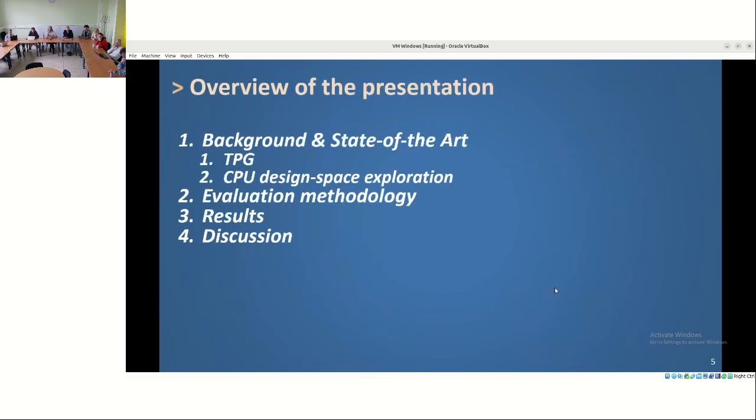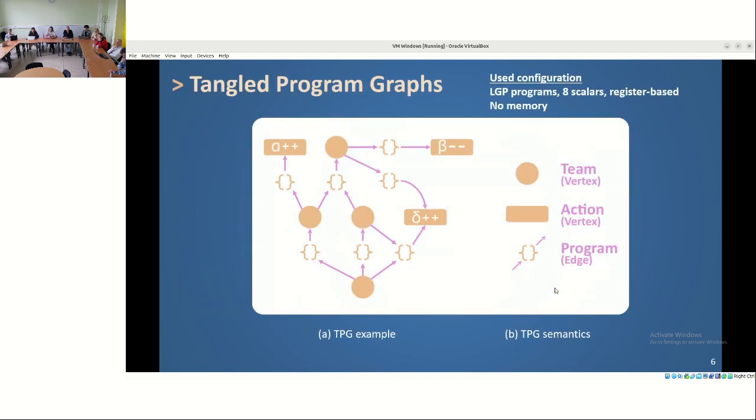So this presentation is going to be talking about the background and state of the art of tangled program graph, as well as CPU design space exploration, discussing the evaluation methodology that we propose, our results, and discuss those results.